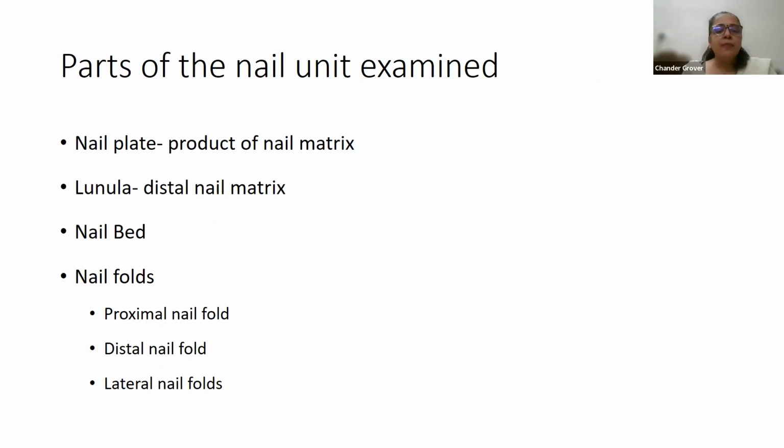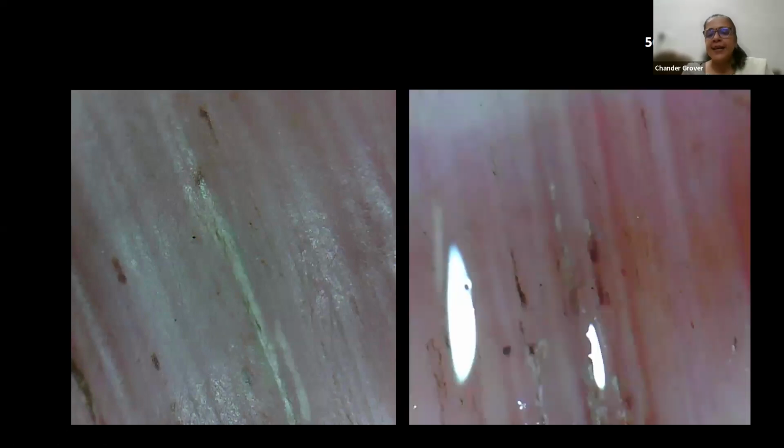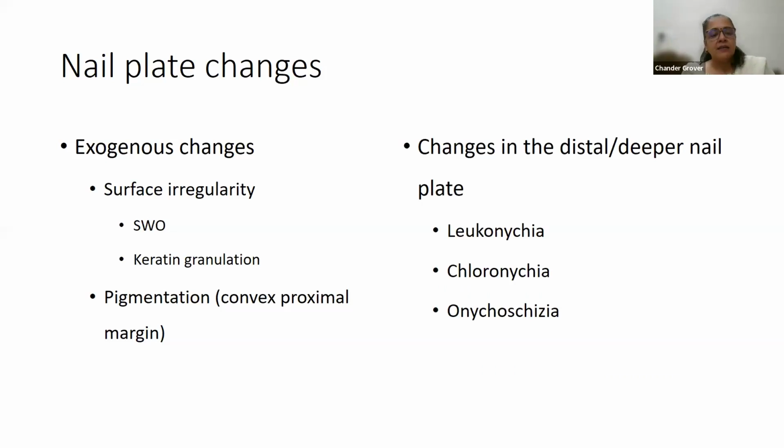The nail plate is the product of the matrix and the lunula of the distal matrix. Then the nail bed, the nail fold. This is how you move. You move from dry examination to interface medium to magnification. For the plate, a lower magnification of 10 to 20x is enough. Exogenous changes in the form of surface irregularity and pigmentation can be easily seen within the plate.